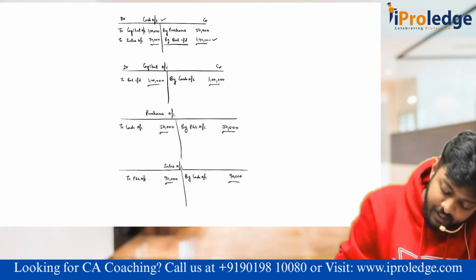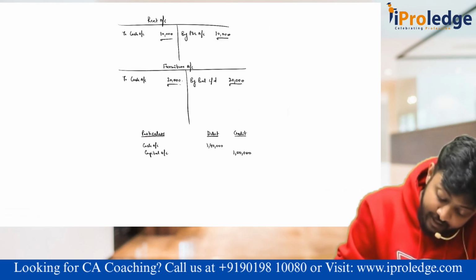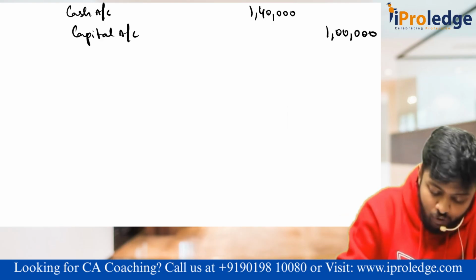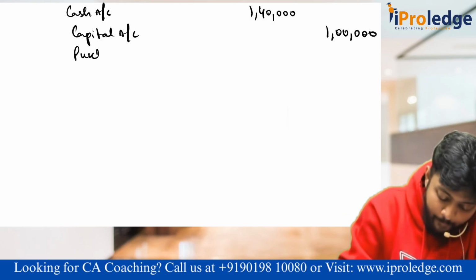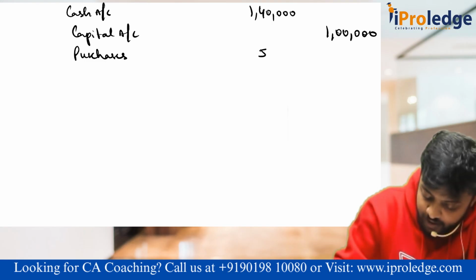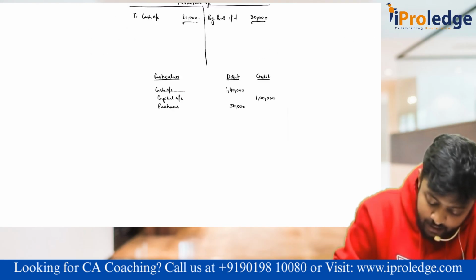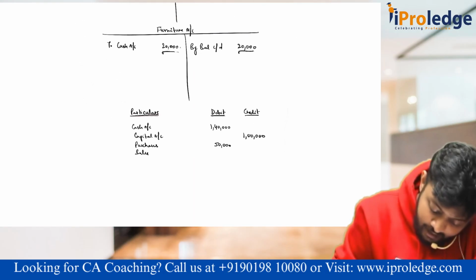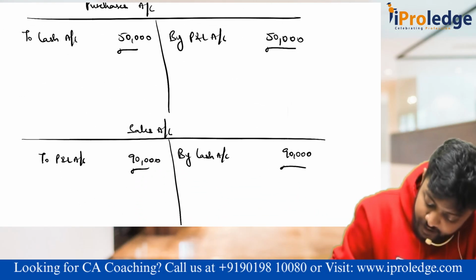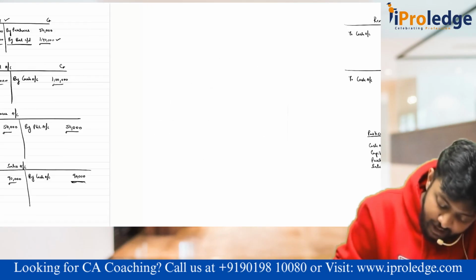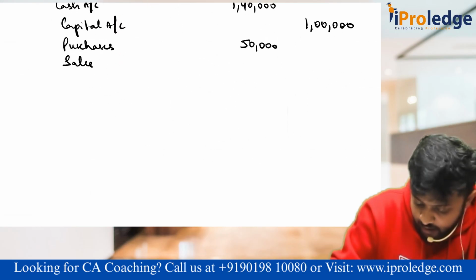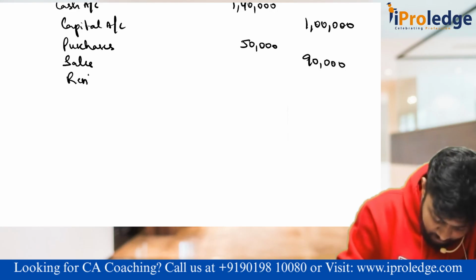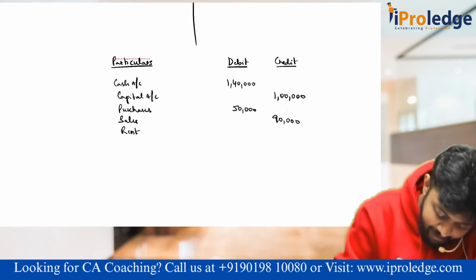Purchases is an expense. It has a debit balance. I told you, expenses have a debit balance, income has a credit balance. Correct? So purchases is 50,000. It has a debit balance. Then sales has a balance of 90,000 rupees. Sales is income. Income will have a credit balance. Then rent. Rent is an expense. Expense will have a debit balance.